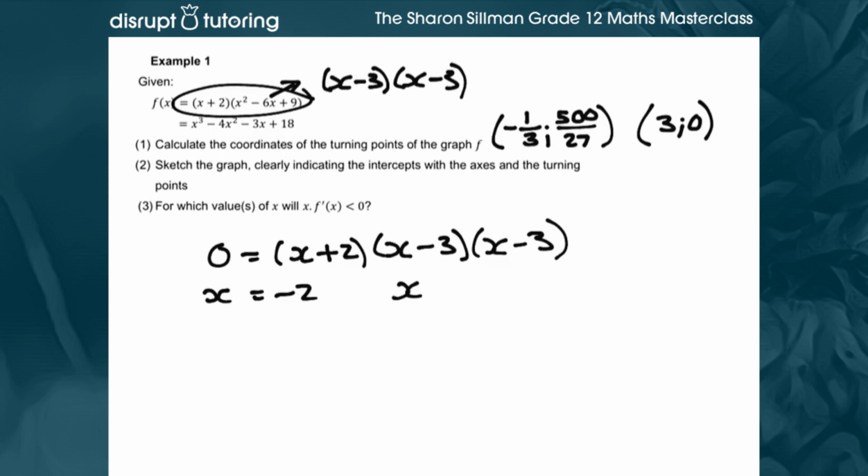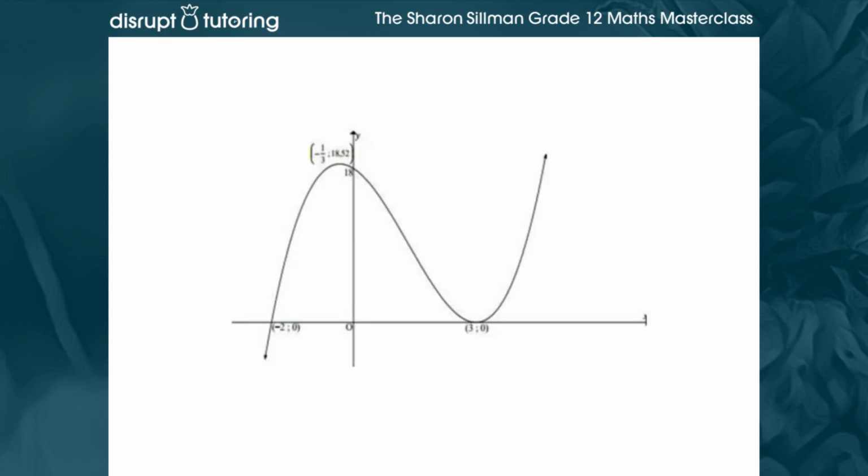So x is equal to negative 2 and x is equal to 3. But remember, there's a turning point there. And then to find the y-intercept, we will make x 0, and you can see that if you ignore all the x terms, so to speak, because each of them would be 0, our y-intercept is 18. Let's have a look what that looks like.